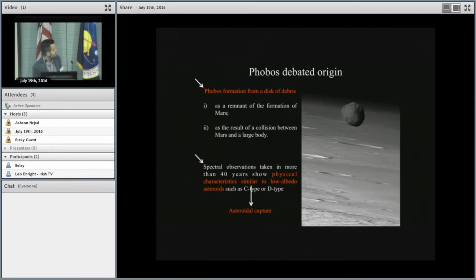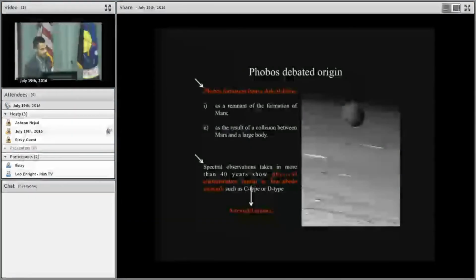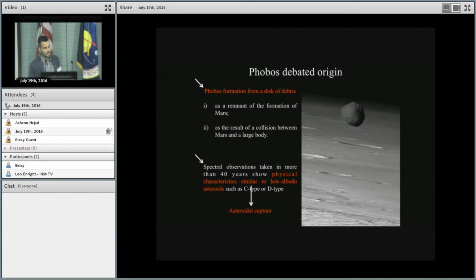Regarding the origin of Phobos, we heard about it yesterday, and there are many questions about its possible origin, and it's still debated. It can be formed from a disk of debris, whether as a remnant of the formation of Mars or as the result, possibly, of a collision between Mars and a large body. The second possibility we have in mind is that it's an asteroid that was captured.